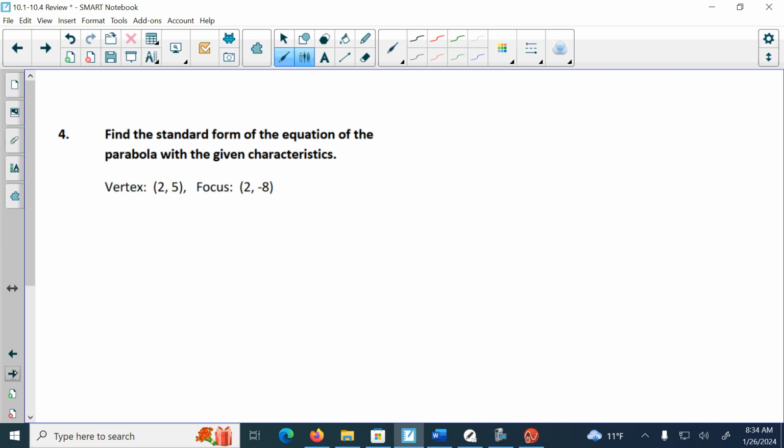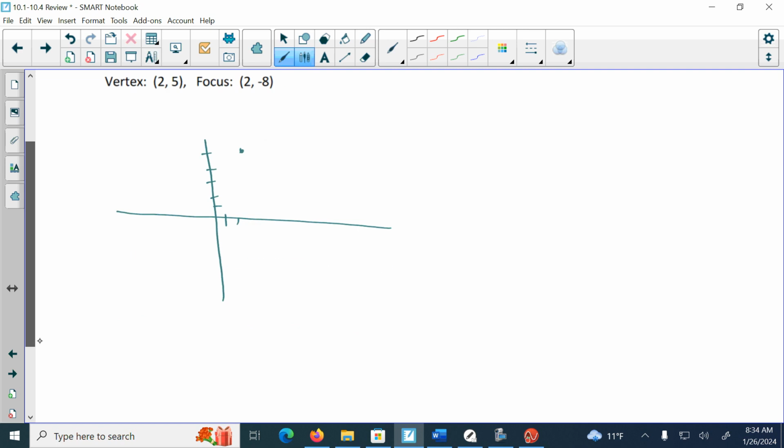Okay, find the standard form of the equation of the parabola with the given information. So I'm just going to do a rough sketch. So my vertex is 2, 5. So 1, 2, 1, 2, 3, 4, 5. And my focus is 2, -8. Wow. Okay, so 1, 2, 3, 4, 5, 6, 7, 8. That's way down here. So in order for this to work, my parabola has to do something like this.